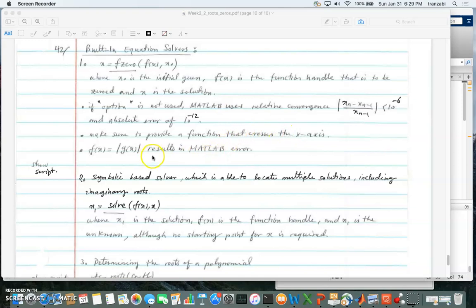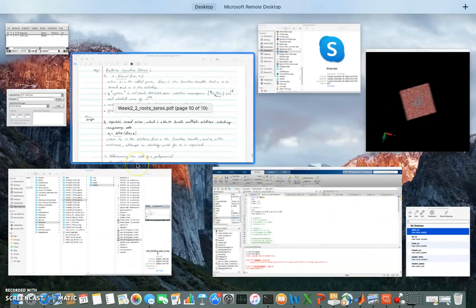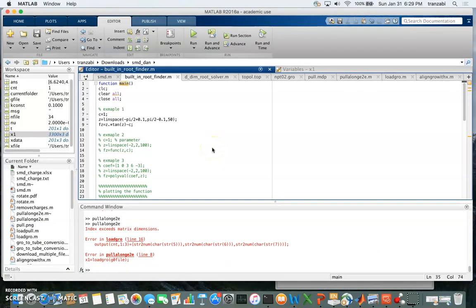Another thing is, if our function is the absolute value of another function like that, then Matlab is going to throw an error, because when we have an absolute value, we have a derivative divergence at the point where the curve hits the x-axis. Because of the absolute value, we're going to have two derivatives, and that means the derivative is not defined, and as such, when you use Matlab fzero function, you run into an error. Okay, so let's go back to the script and see how we can use fzero.